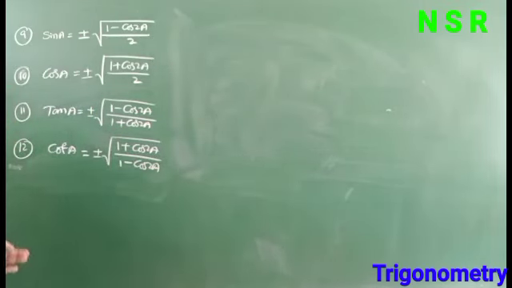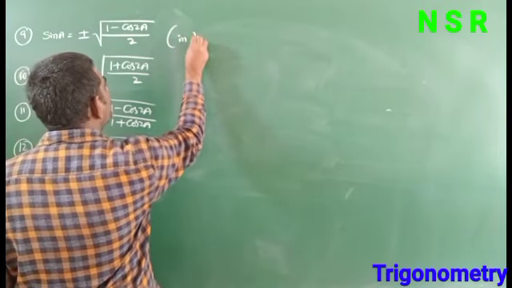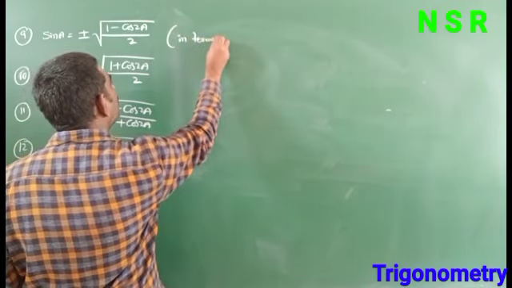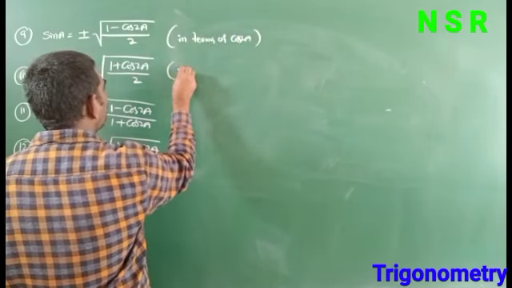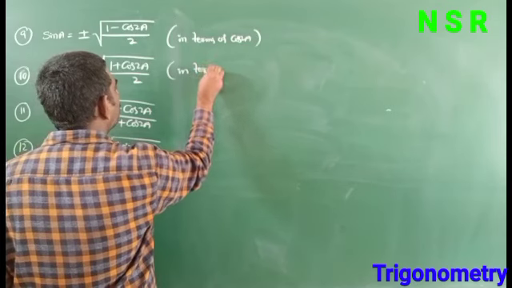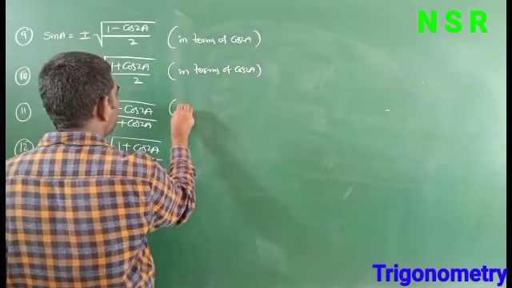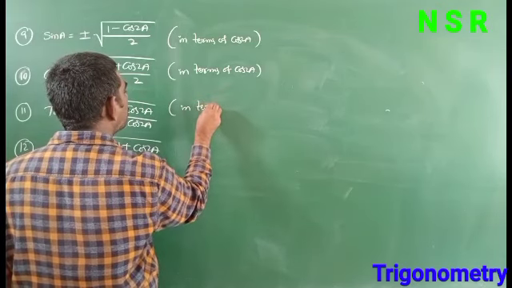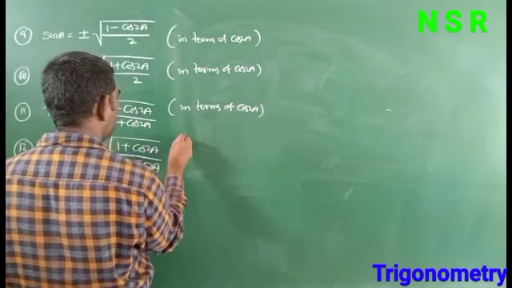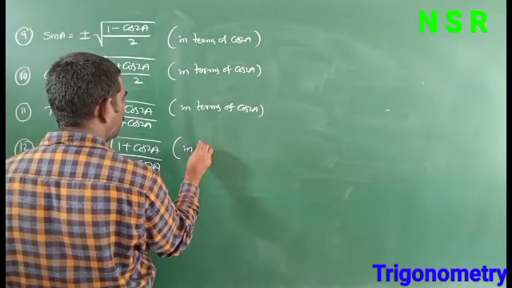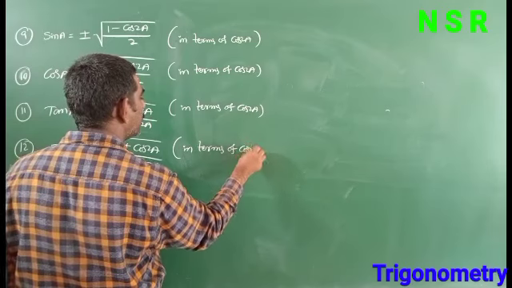So sin a in terms of cos 2a, this is in terms of cos 2a, this one also in terms of cos 2a, in terms of cos 2a.